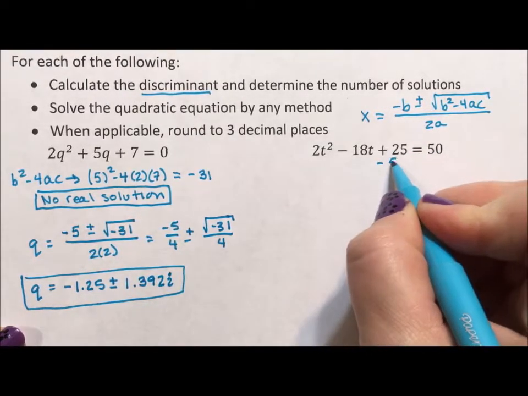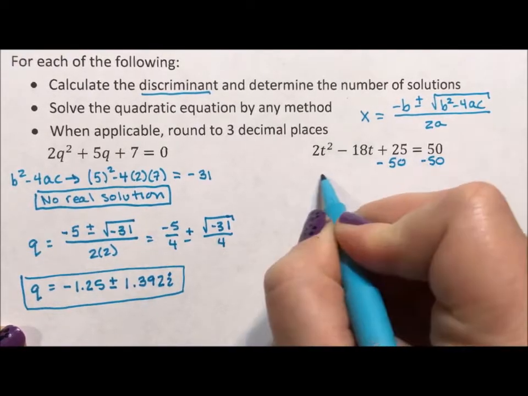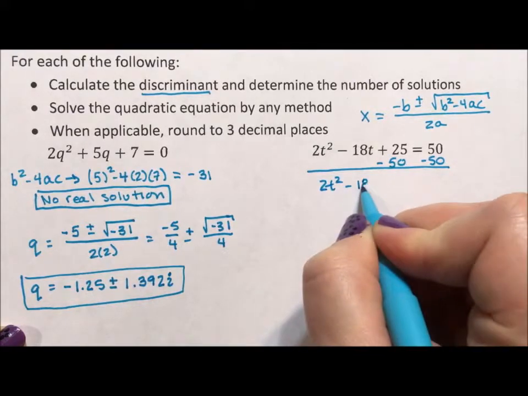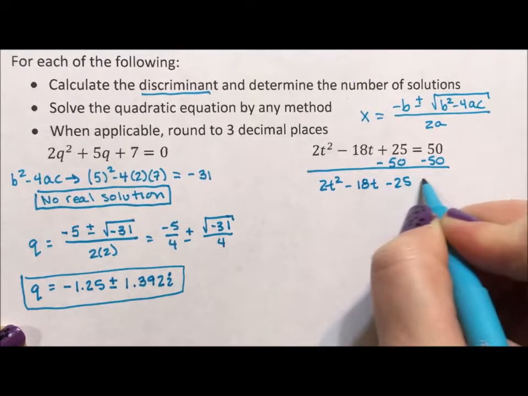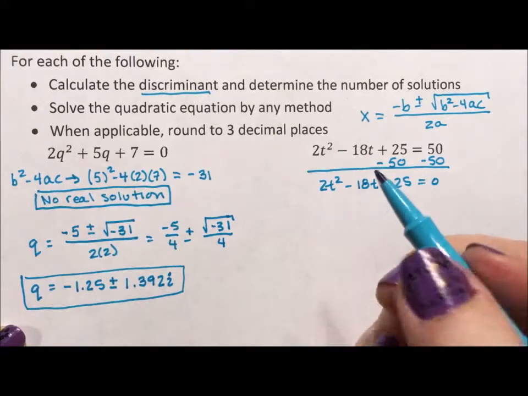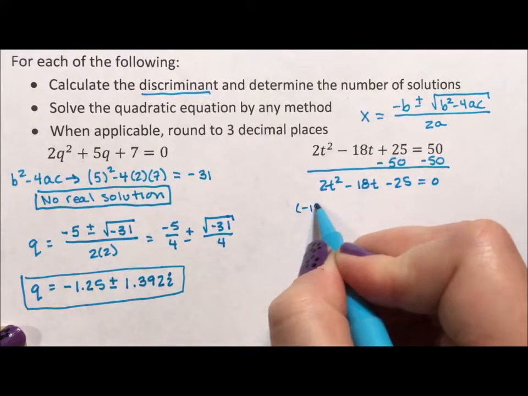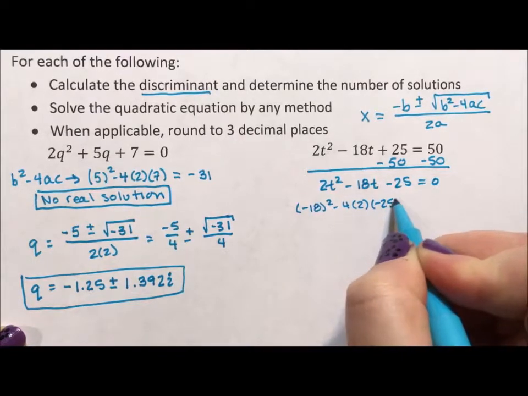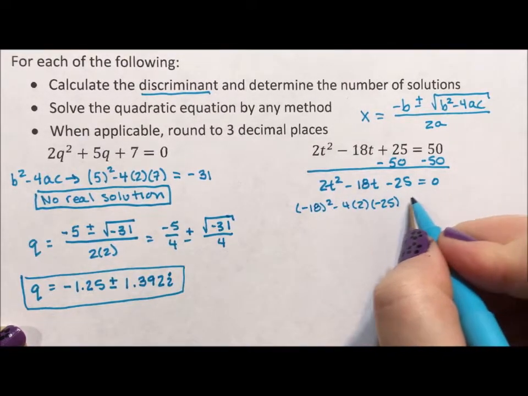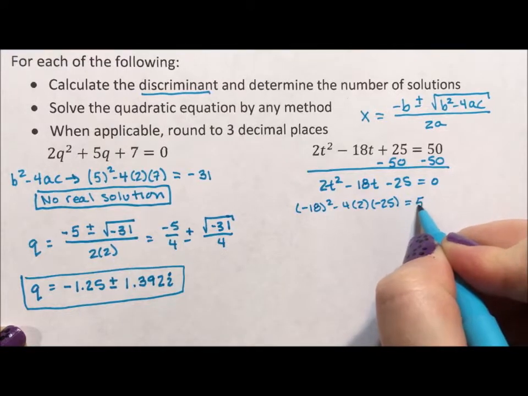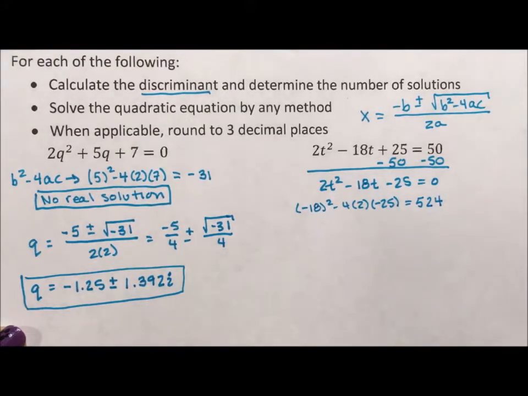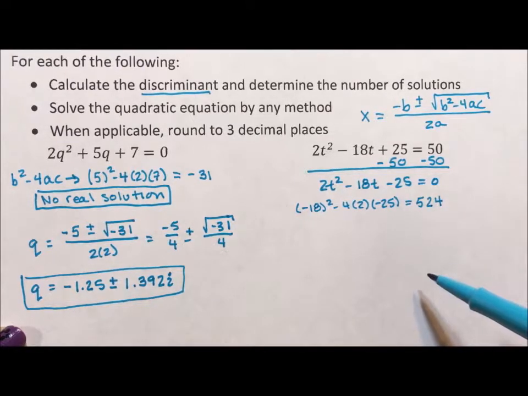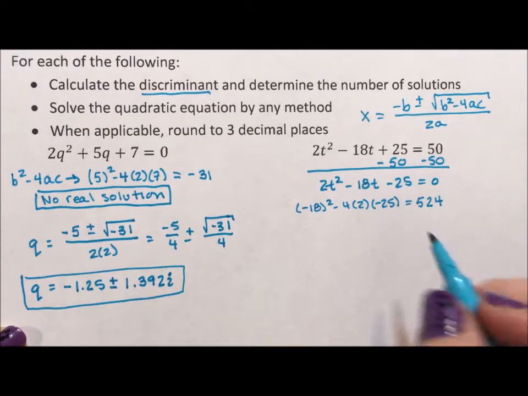Okay, for this next one, this only works if our quadratic is equal to 0. So I need to start by subtracting 50 from both sides. If I do that, I get 2t squared minus 18t minus 25 equals 0. Okay, so now the discriminant, b squared, negative 18 squared, minus 4 times 2 times a negative 25 is going to give me 524. All right, so then that's not a perfect square. So I'm stuck again using the quadratic formula.